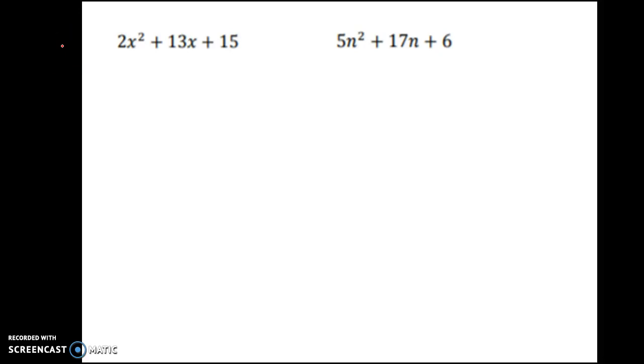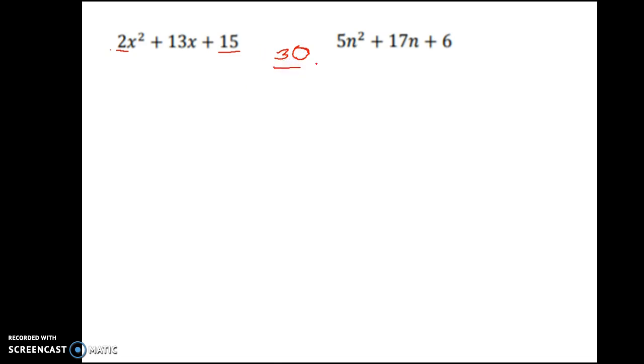Okay, so this video is going to deal with factorizing ax² plus bx plus c terms and quadratics. So first step when we are doing that is we need to multiply our a term, in this case 2, by the c term, which is 15. So when I do that, that's going to tell me what I need my factors to multiply to. So we're going to multiply to 30.